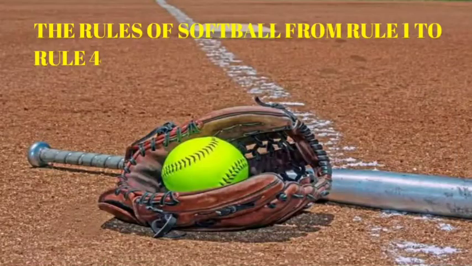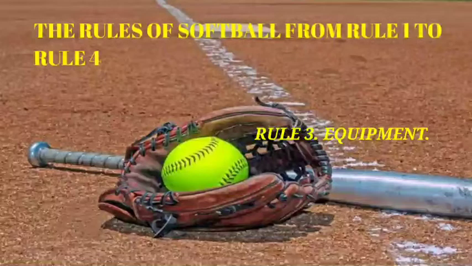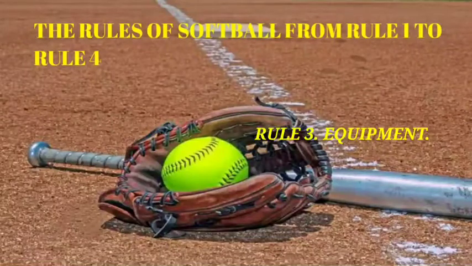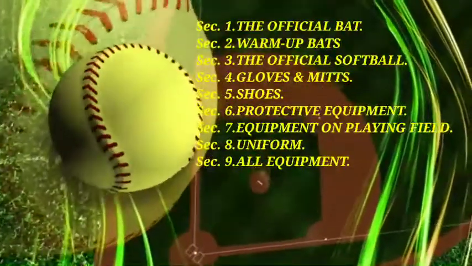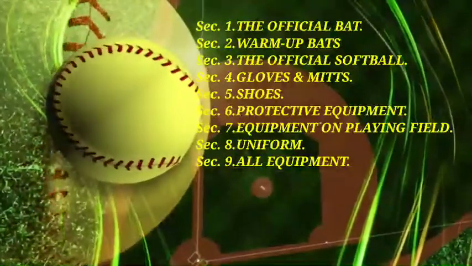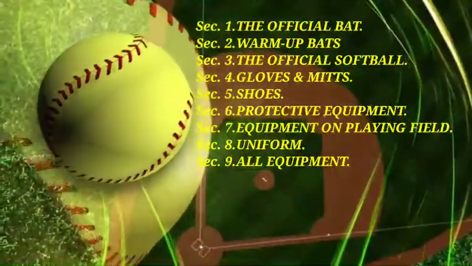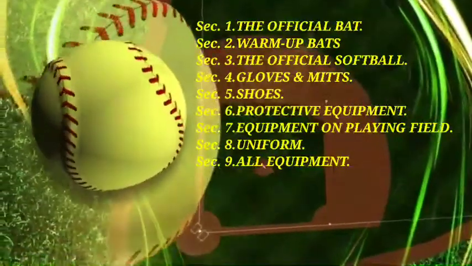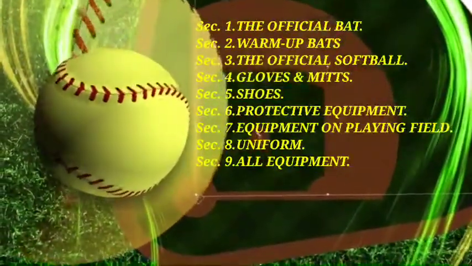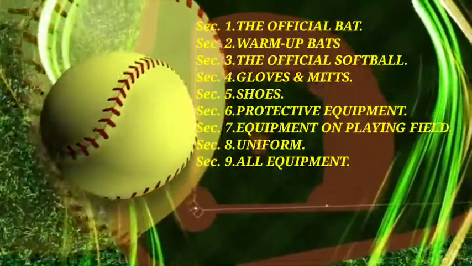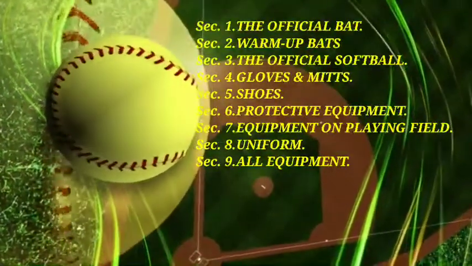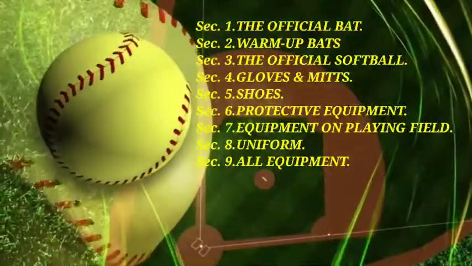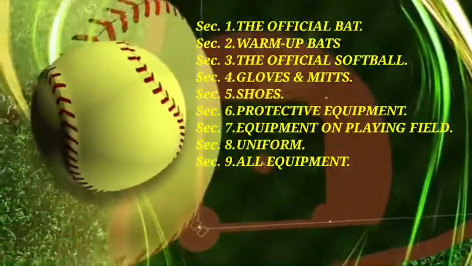The rules of the softball from Rule 1 to Rule 4. Rule 3. Equipment, and it consists of 9 sections. Section 1. The official bat. Section 2. Warm-up bats. Section 3. The official softballs. Section 4. Gloves and mitts. Section 5. Shoes. Section 6. Protective equipment. Section 7. Equipment on playing field. Section 8. Uniform. And Section 9. All equipment.